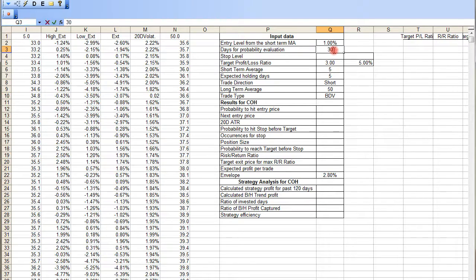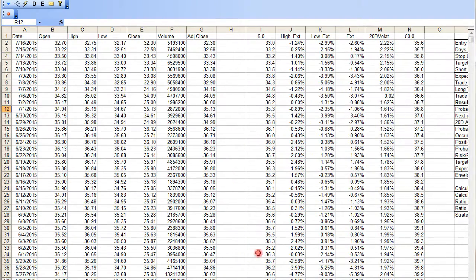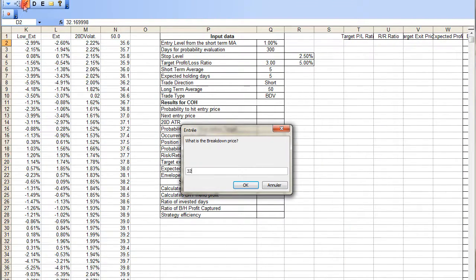I will test that from 300 days with a stop of 2.5%. And I will now have to select the price. Short price. Yesterday's low was 32.17, and that was the low of the past day. So you could short at 32.15. Okay, I short 32.15.